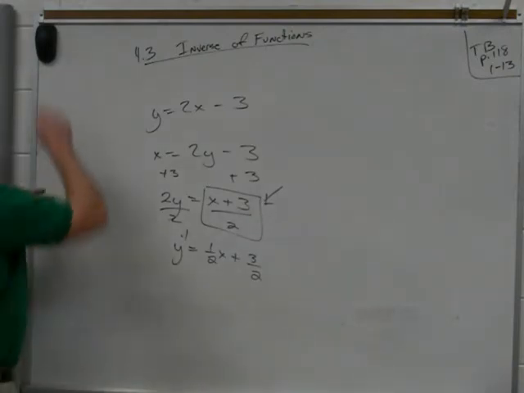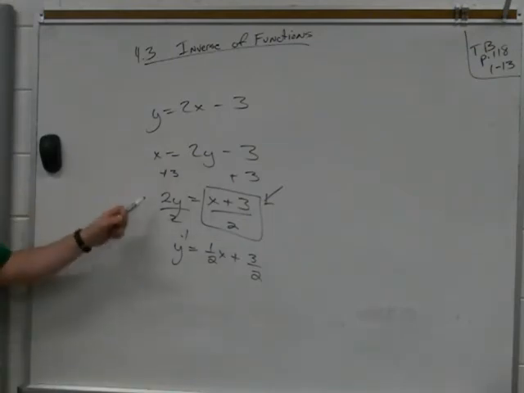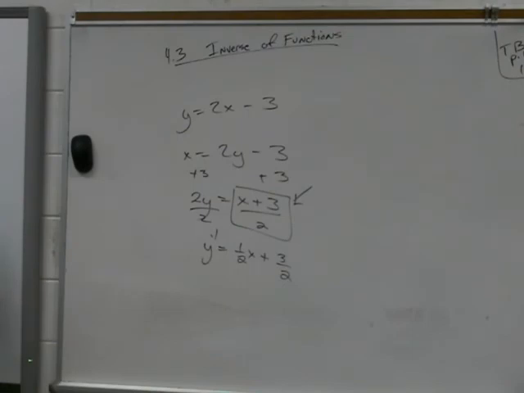We added the 3. On x equals 2y minus 3, you add 3 on both sides. How do we get the 2y? I just wrote it on the left because I like my y's on the left. I wrote the x plus 3 on the other side.